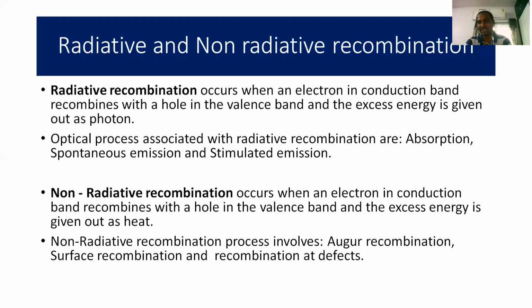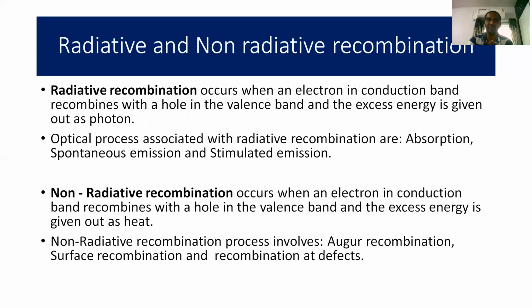Usually electrons are present in the higher energy level, say the conduction band. They have more energy than holes, which are present in the valence band. That's why when an electron returns and recombines with a hole, the excess amount of energy comes out in the form of a photon or light. Such a process is called radiative recombination. So the optical processes associated with radiative recombination are absorption, spontaneous emission, and stimulated emission.